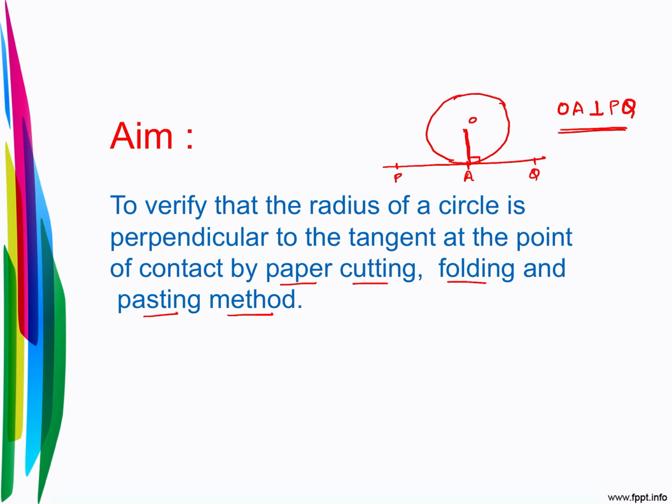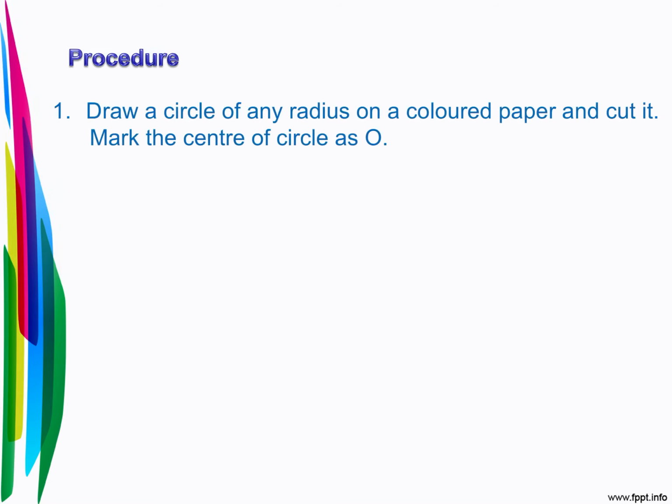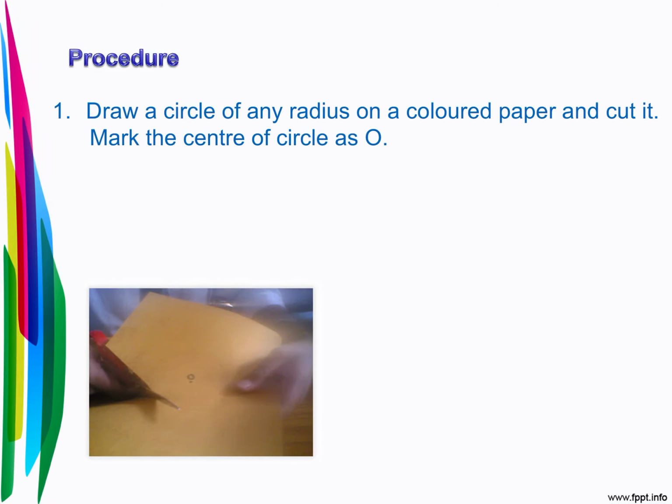Let's see the various material required. Material required is Fevistick, geometry box, scissors and colored paper. Now we are going to see the various steps. Step 1. Draw a circle of any radius on a colored paper and cut it. Here we have cut a circle of any radius on a colored paper, and I will mark the center of the circle as the point O.